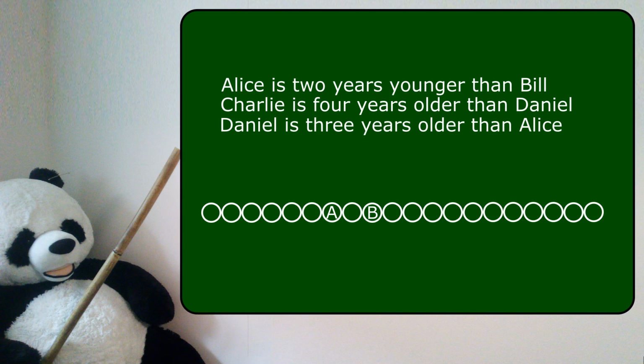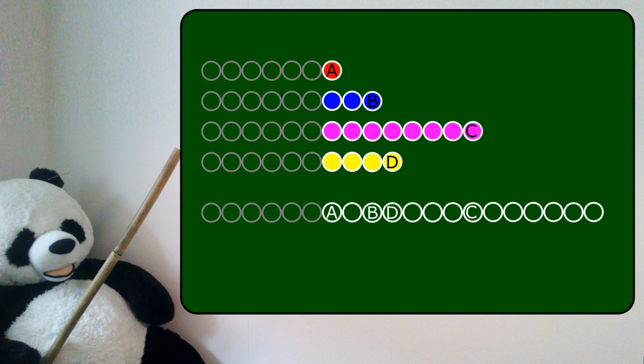Then we can't put Charlie or Daniel on the line yet because we don't know where to place them. Using the statement Daniel is 3 years older than Alice, we figure out that we can place a D for Daniel just to the right of the B, because 3 is 1 more than 2. Now we can go back to the previous statement and place a C for Charlie in the spot 4 more than D. After that, we can split this off into 4 separate number lines.